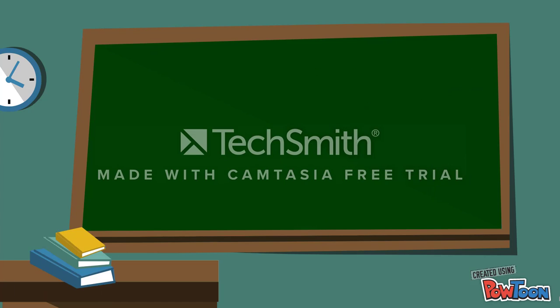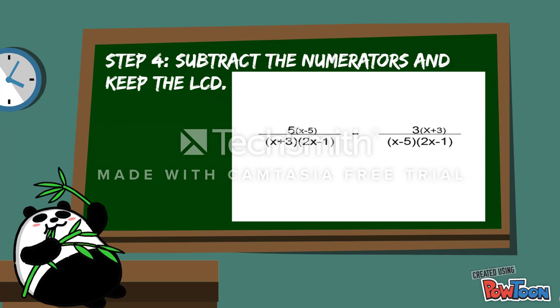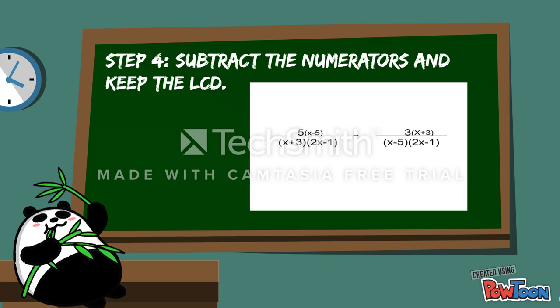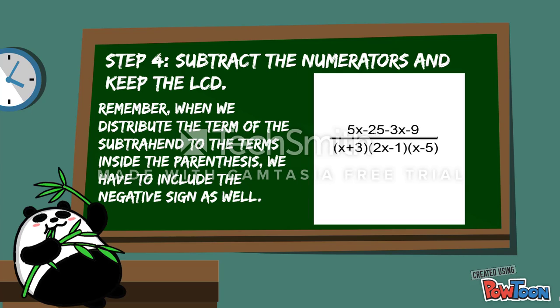The fourth step is to subtract the numerators and keep the LCD. Now before we subtract the numerators, let's distribute the terms outside the parentheses to the terms inside the parentheses first. Meaning, we have to distribute 5 to x minus 5 and negative 3 to x plus 3. Now we have to remember, when we distribute the term of the subtrahend to the terms inside the parentheses, we have to include the negative sign as well. That's why 3 became negative 3. The outcome will be like this.